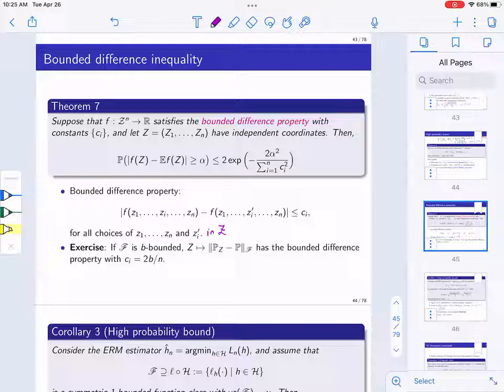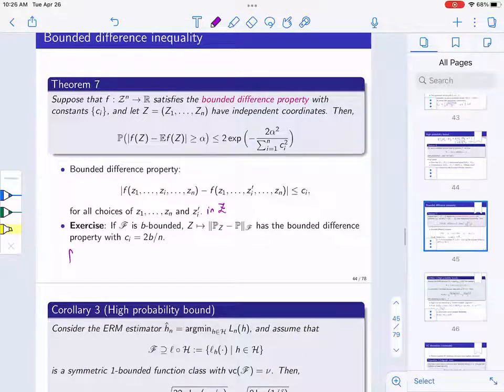And then you have this concentration result. If you have random variables zi, which could be defined in a very abstract space, and they're independent, the coordinates are independent, then f applied to z minus the expectation of the function is going to be controlled by this. This is like a Hoeffding bound. If you imagine, for example, f of z1 up to zn is, let's say, the average, that gives you the classical Hoeffding bound.